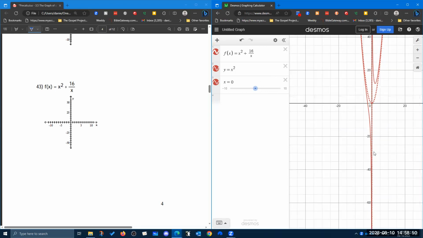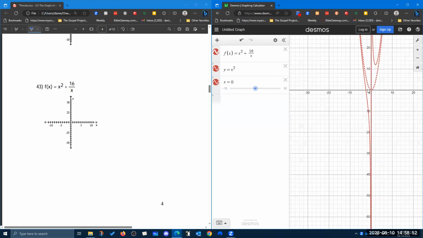So we've got x-intercepts at negative, I think that's negative cube root of 16. Zero is what it is exactly. You can round that to 2 decimal places if you'd like. I've got a local minimum right there at 2, 12.